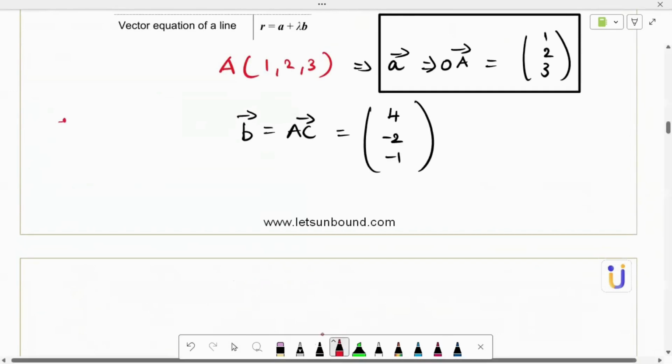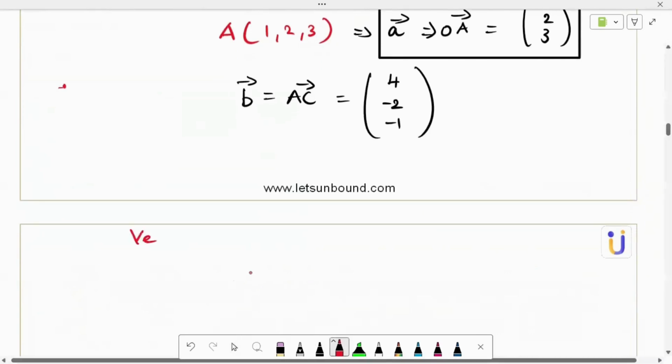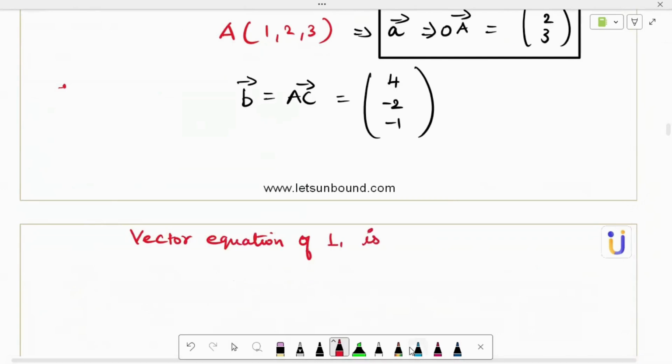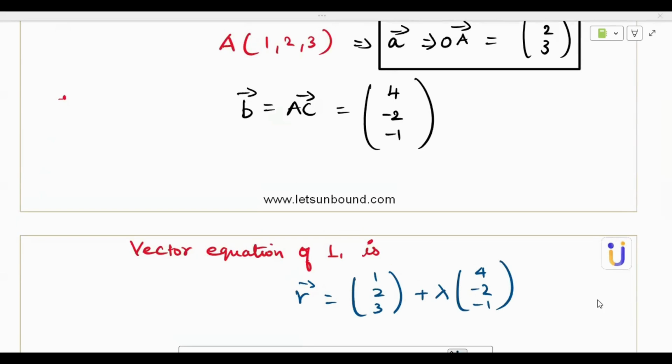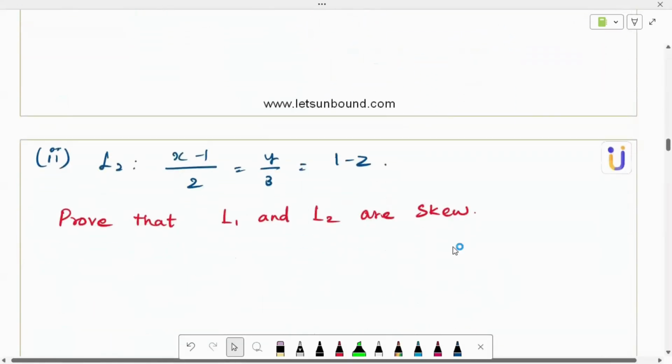Now, the complete vector equation of L1 is this. R vector is equal to the A vector, 1, 2, 3, plus lambda times the B vector, 4, minus 2, minus 1. Right. So this is the vector equation and the problem stops over here. Right. So next part. L2 Cartesian form is given.